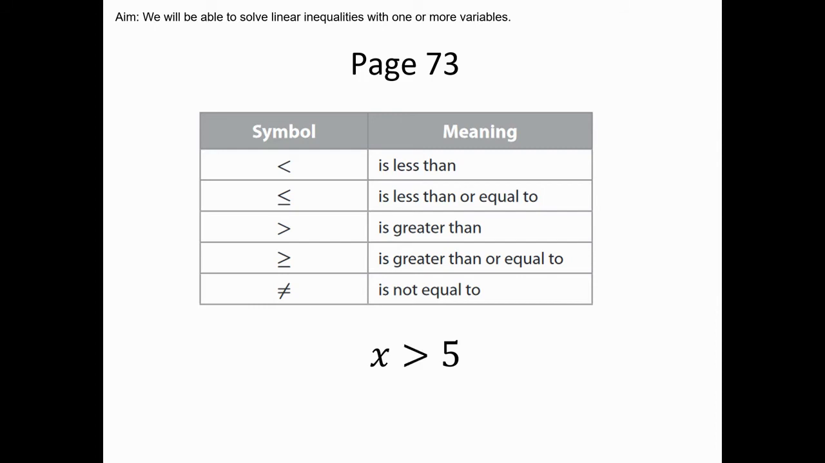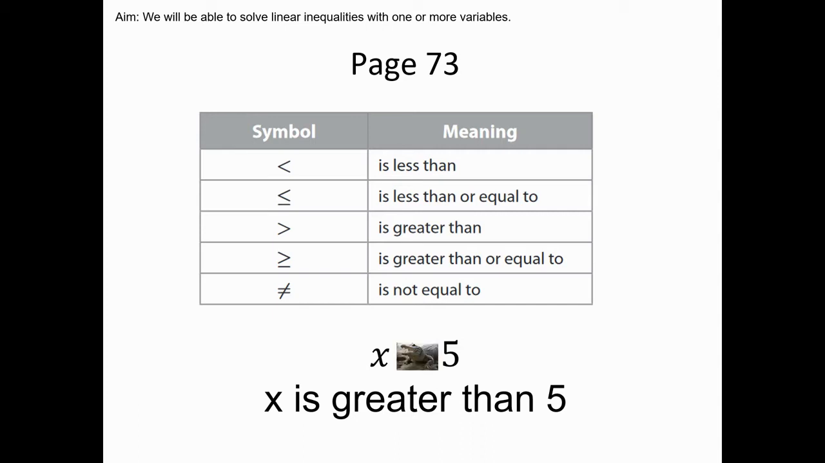Now if I swap the sign around, instead of x being less than 5, now x is the bigger number, so x is greater than 5. This time the alligator is eating the x because it wants to eat the biggest value.